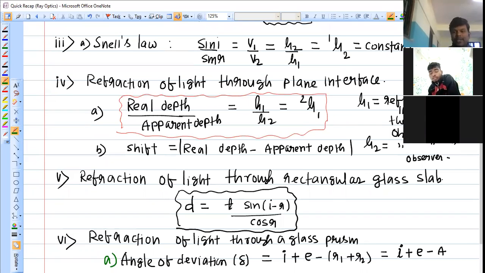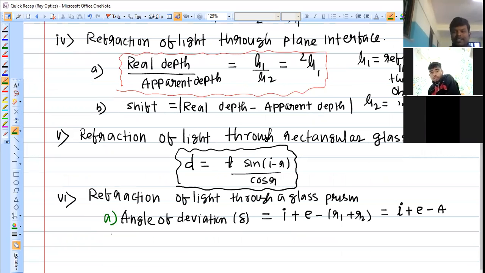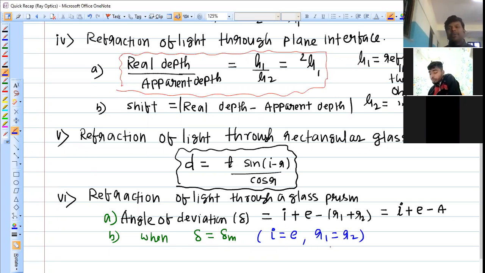Next, we have calculated the condition for minimum deviation, when delta will become delta minimum, when you will get the minimum value of the angle of deviation. When will we get it? We will get it when i equals e, angle of incidence equals angle of emergence, and r1 is equal to r2. Then you will get the angle of minimum deviation through the glass prism.